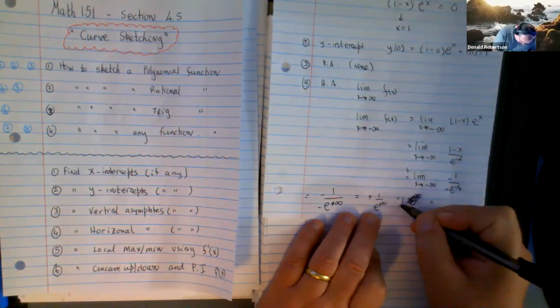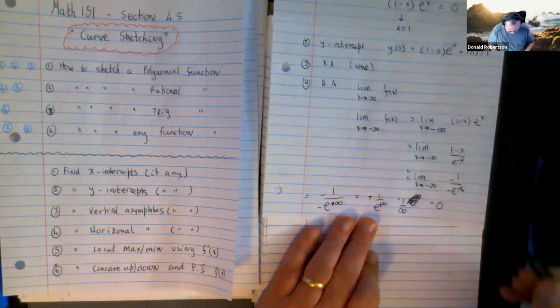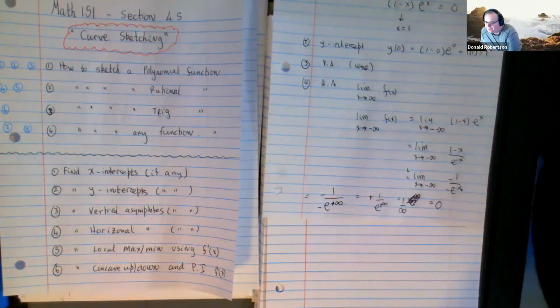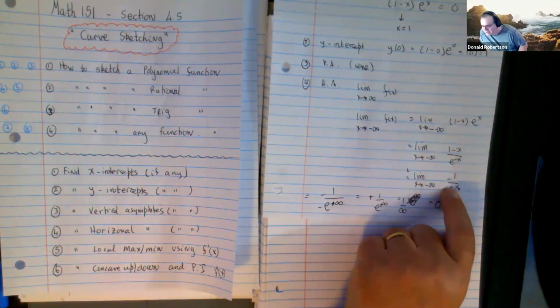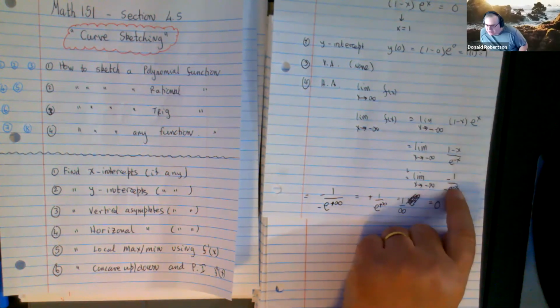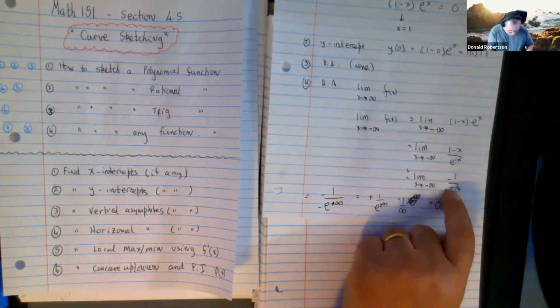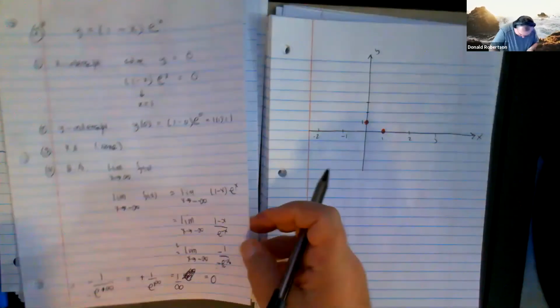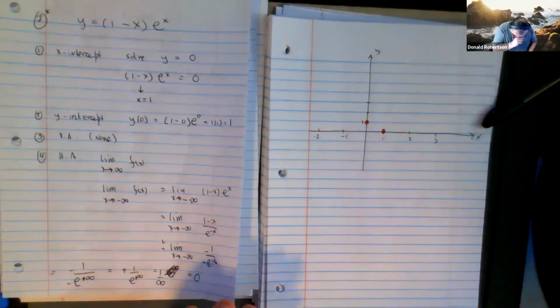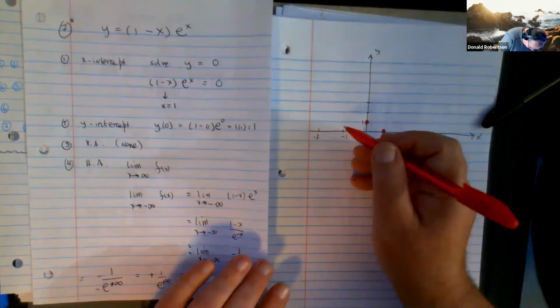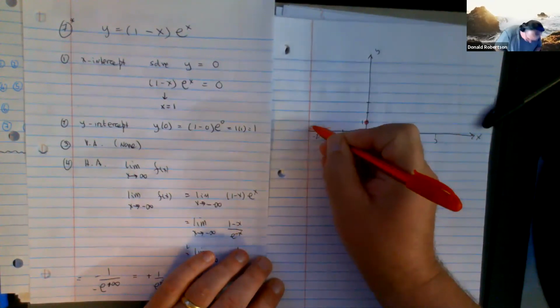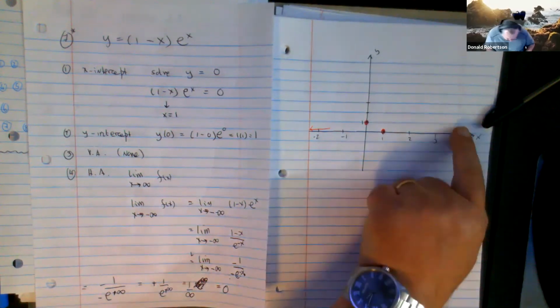Isn't 1 over e to the infinity 1 over infinity? The answer is 0. It has a horizontal asymptote of 0. I plugged negative infinity in here. E to the negative of negative infinity is e to the infinity, right? 1 over infinity is 0. What that tells me is that this shape has a horizontal asymptote here. If I did the other side, it shoots off to infinity, so I'm not going to do that.